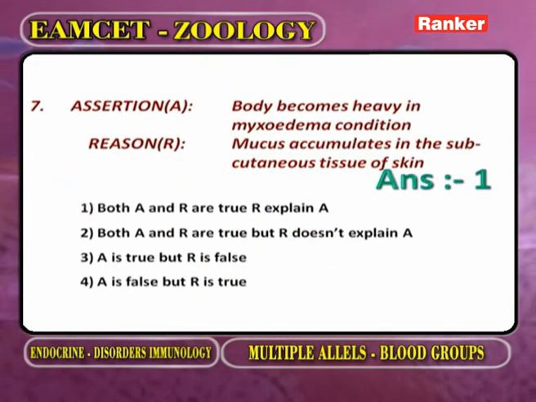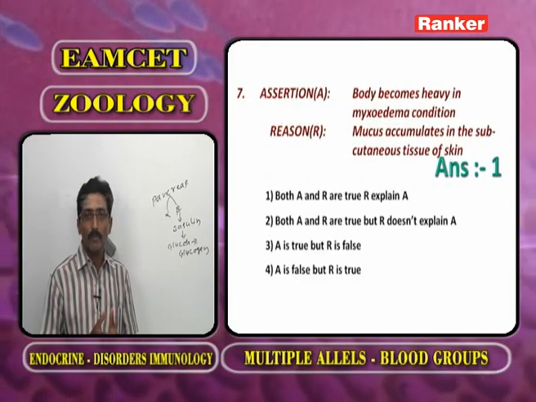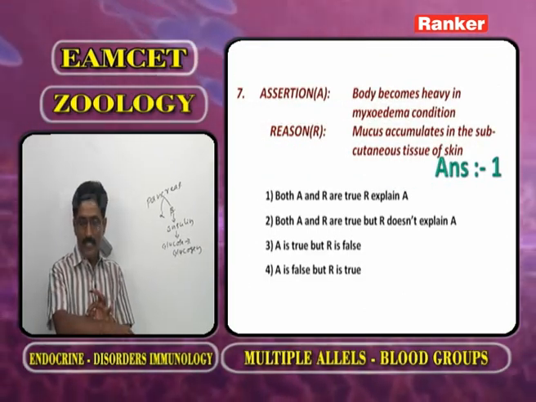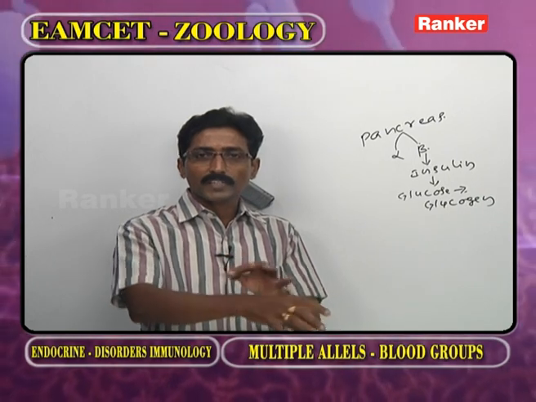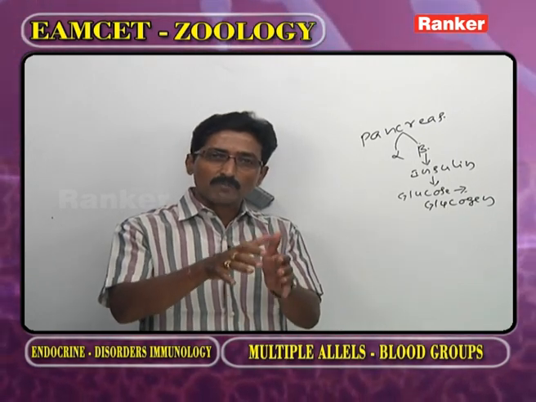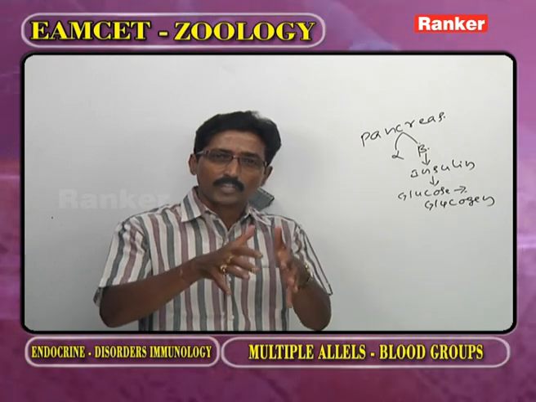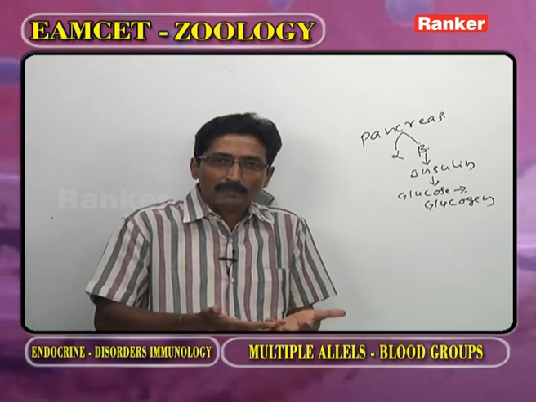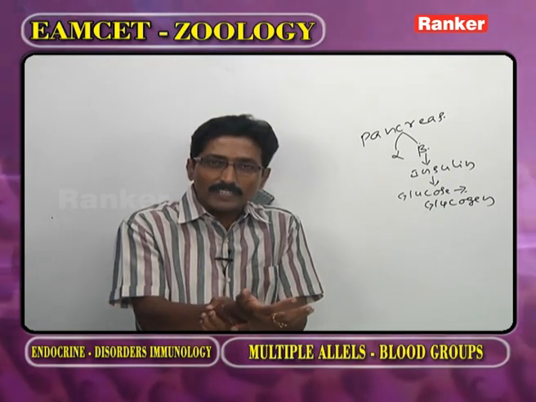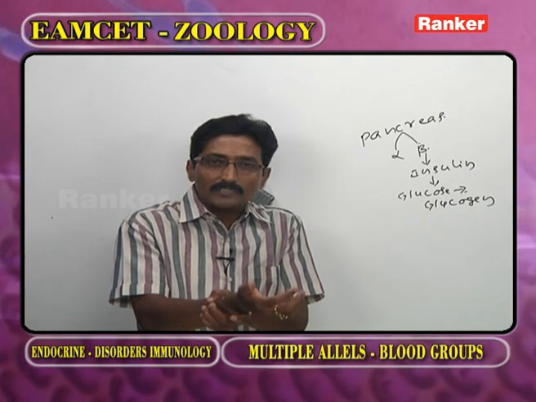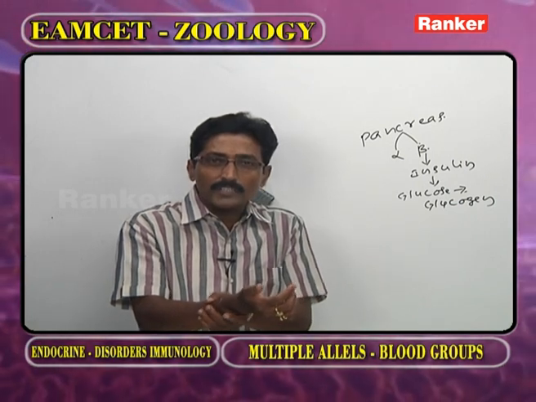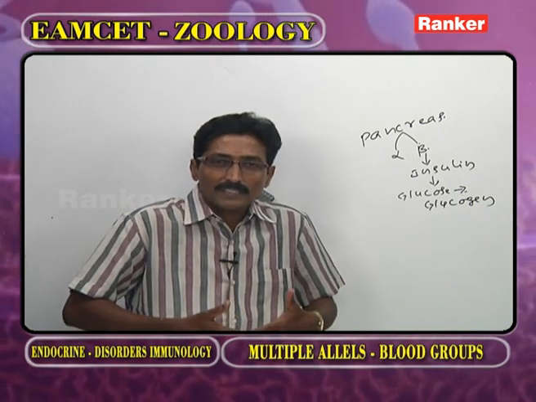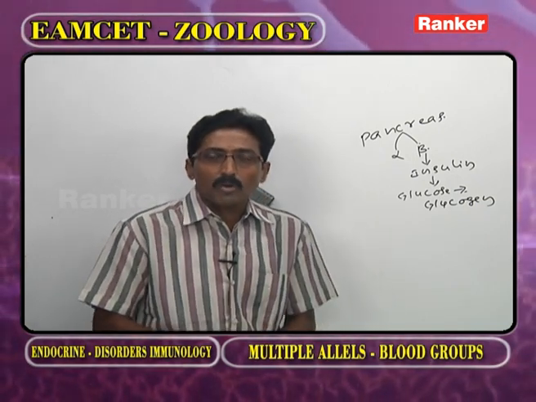Assertion. Body becomes heavy in the myxedema condition. The one who has been suffering from the myxedema, in his body below the skin, subcutaneous tissue is present. In the subcutaneous tissue, more and more tissue fluid is accumulated. So, as we observe the body of a myxedema patient, the skin exhibits the swelling. How does it exhibit the swelling? Because of the accumulation of tissue fluid in the subcutaneous tissue. So, the person suffers from the heavy weight of the body.